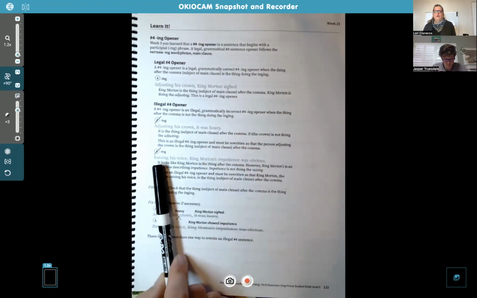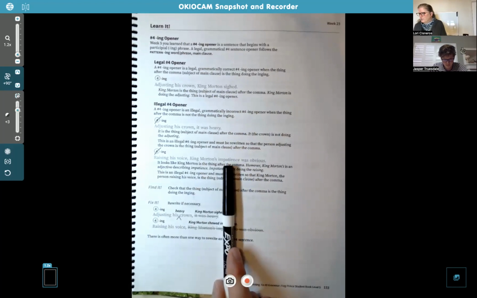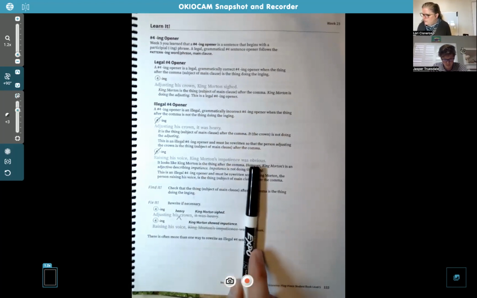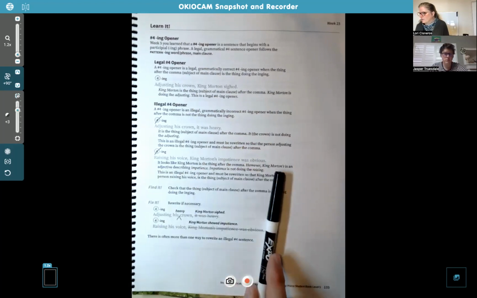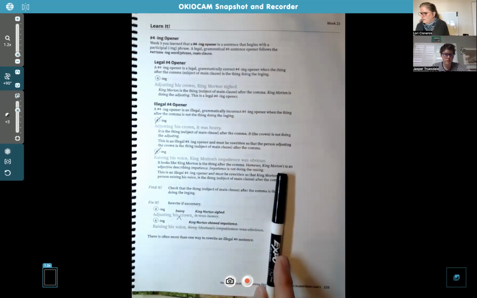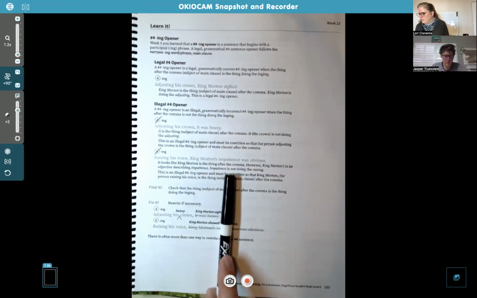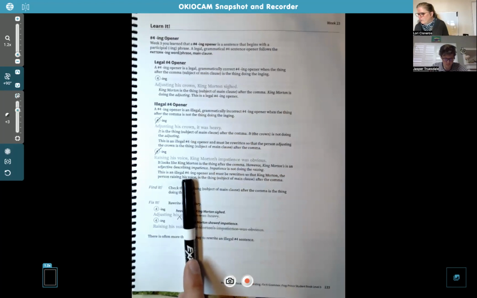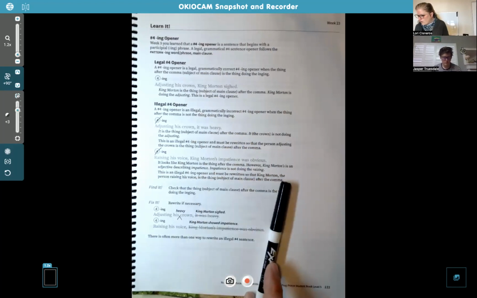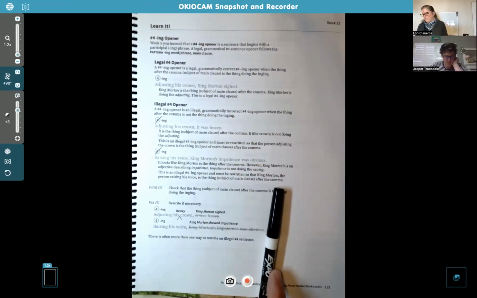Here's another illegal ing opener. Raising his voice, King Morton's impatience was obvious. So it looks like King Morton is the thing after the comma. However, King Morton's with the apostrophe S is an adjective describing impatience. Impatience is not doing the raising. So this is an illegal number 4 ing opener and must be rewritten so that King Morton, the person raising his voice, is the subject of the main clause after the comma.